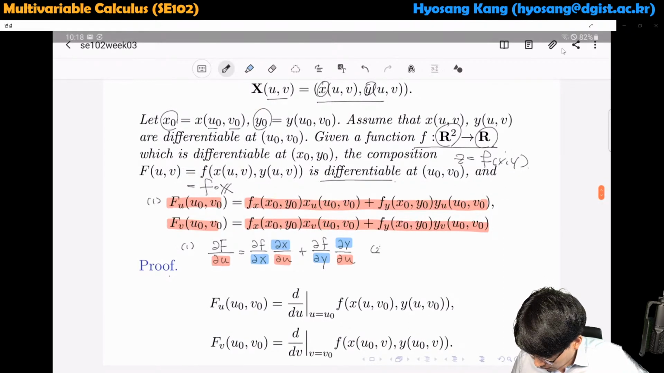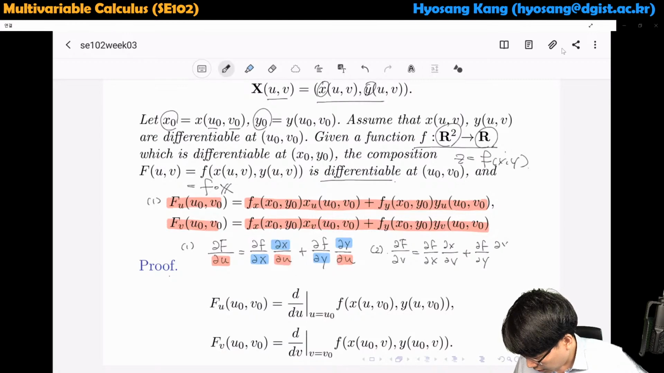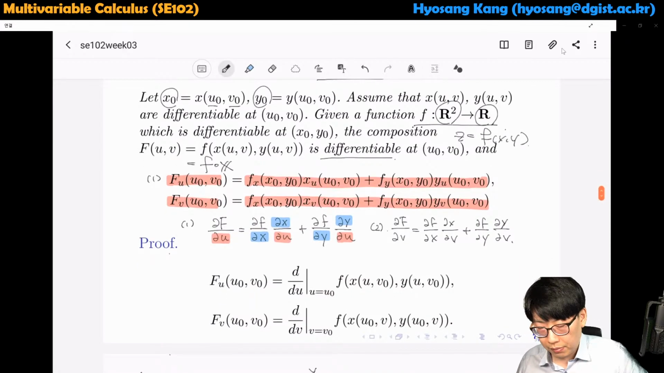Just think about this formula itself. And then the second part is similar. You just replace u by v. So you have del f del x, del x del v, and del f del y, del y del v. So you simply lay out all the intermediate variables and make them into summands on the right hand side. We have two intermediate variables x and y, so we have two sums. If you have three, you have three sums.